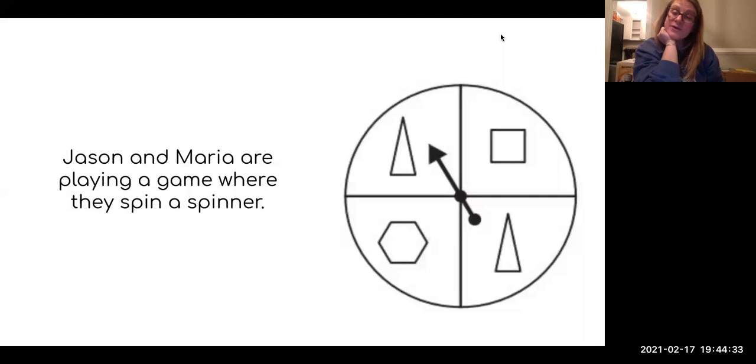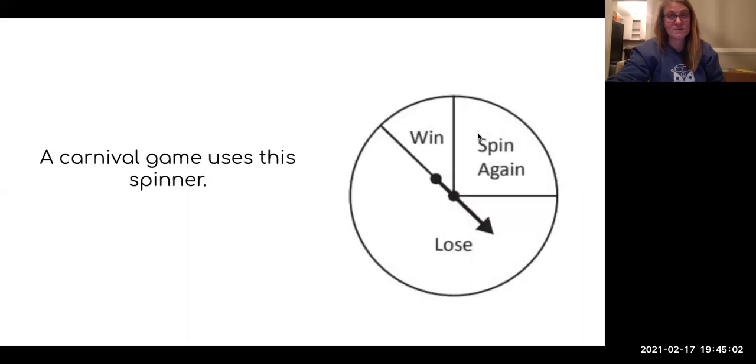Okay, so we can agree that spinning a triangle is most likely. What outcome is least likely? So the outcomes that are least likely would be spinning a hexagon or spinning a square, and they're both less likely to be spun than a triangle. Okay, let's look at the next spinner.